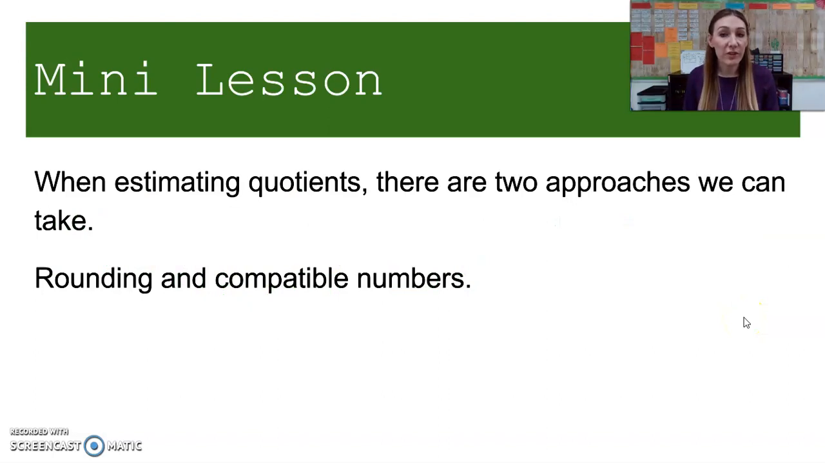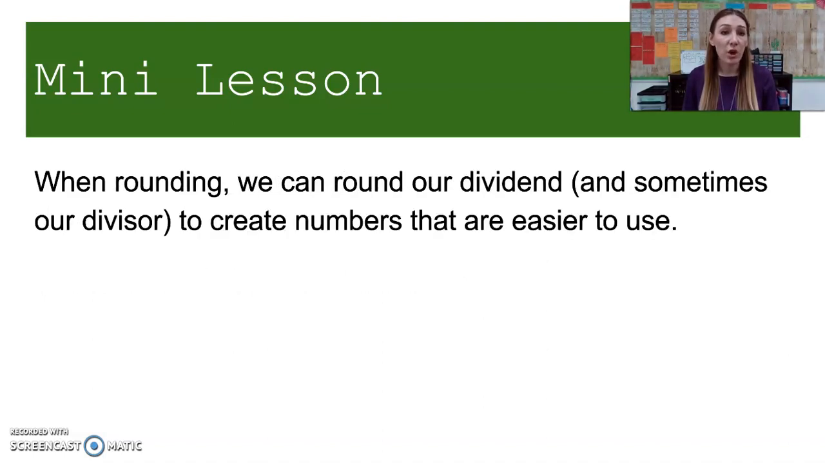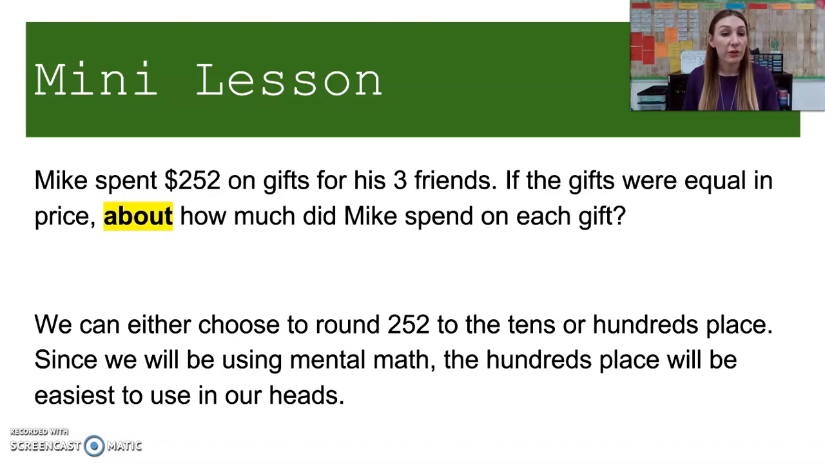When estimating quotients, there are two approaches we can take. We can round or we can find compatible numbers. Sometimes we'll be doing both. When rounding, we can round our dividend and sometimes our divisor to create numbers that are easier to use. So for example, Mike spent $252 on gifts for his 3 friends. If the gifts were equal in price, about how much did Mike spend on each gift? Remember, when we see that word about, we know we're going to need to round because we're not looking for an exact number, we're looking for an estimation.